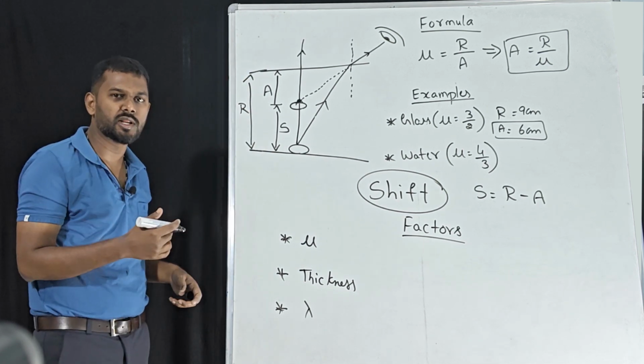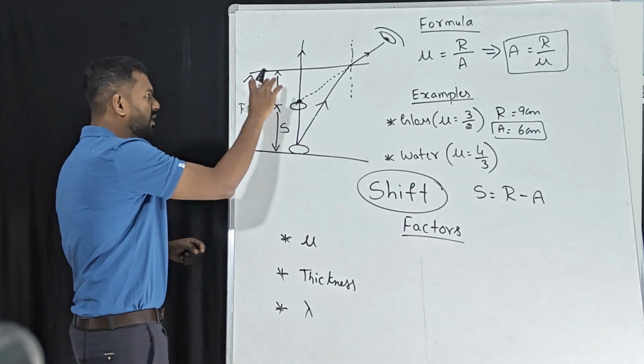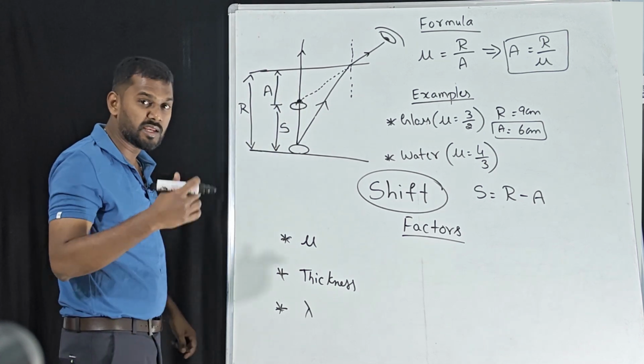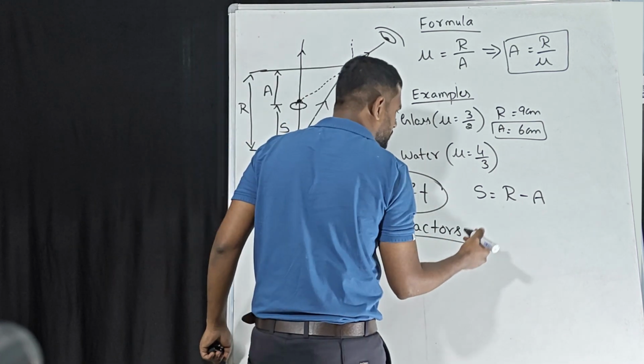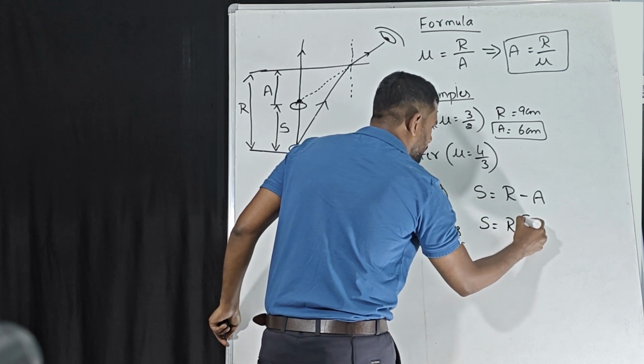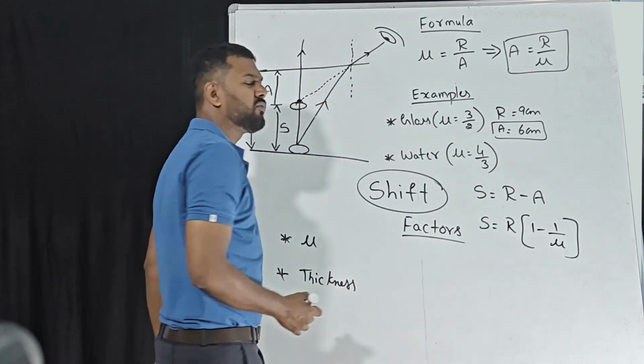But sometimes, you know what happens, the apparent depth will not be given. The value will not be given, real depth will be given, apparent depth will not be given. Then in that case we are going to use one more formula, that is nothing but S is equal to R bracket 1 minus 1 by mu. This is the one more formula.